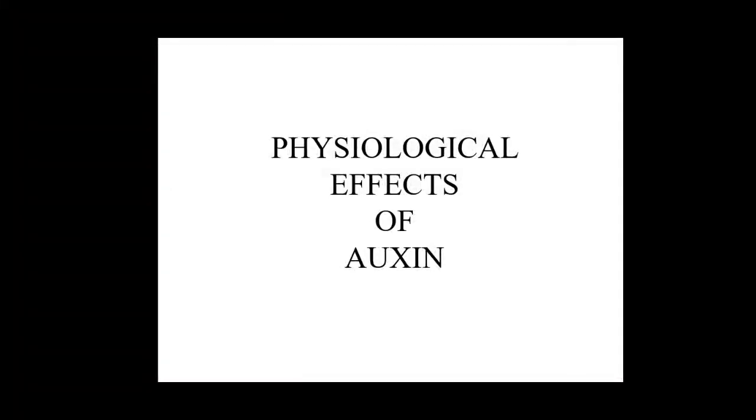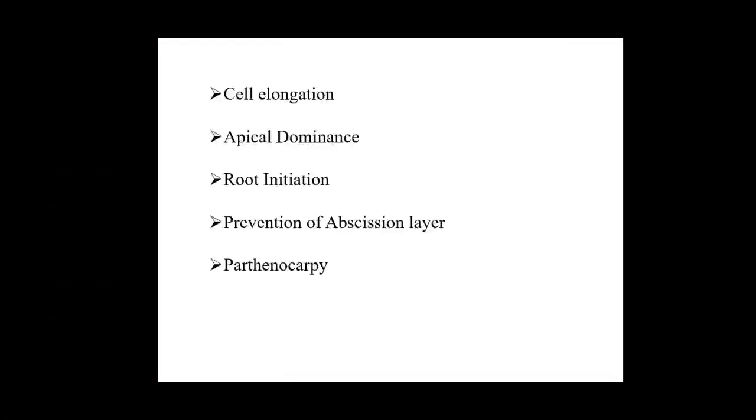In this lecture, we will discuss the physiological effects of auxins. So, the first physiological effect that auxin causes is cell elongation and longitudinal growth of the plant. Auxins are well known to promote elongation of stem and coleoptile.